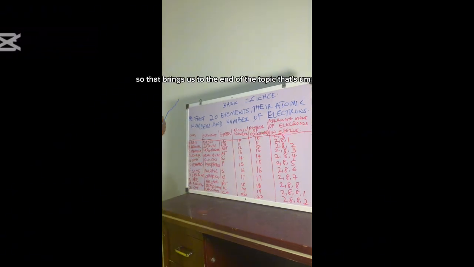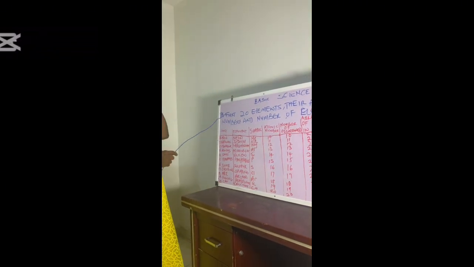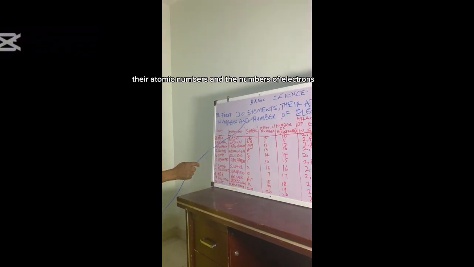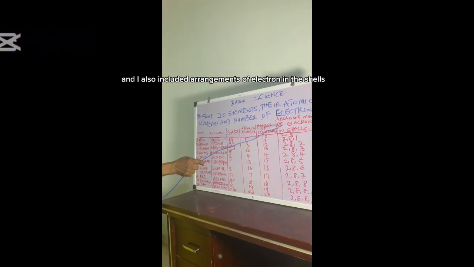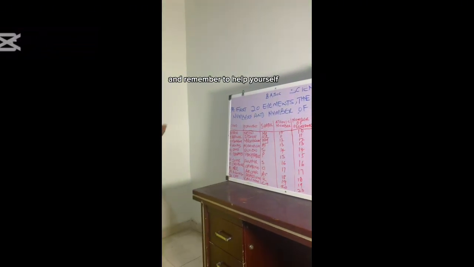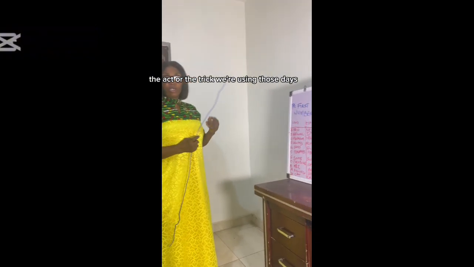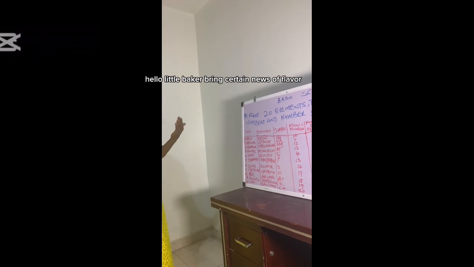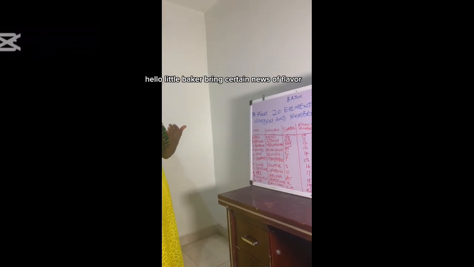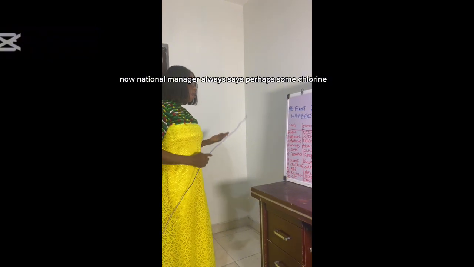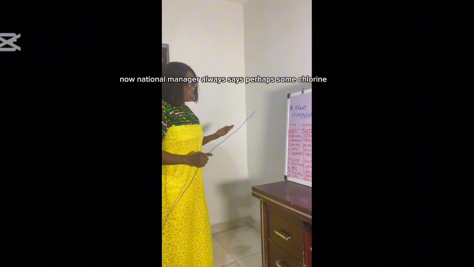So that brings us to the end of the topic: the first 20 elements, their atomic numbers, the numbers of electrons, and also the arrangement of electrons in the shells. And remember, to help yourself, the trick we were using in those days was: Hello little baker, bring certain news of flavor now. National manager always says, perhaps some chlorine.